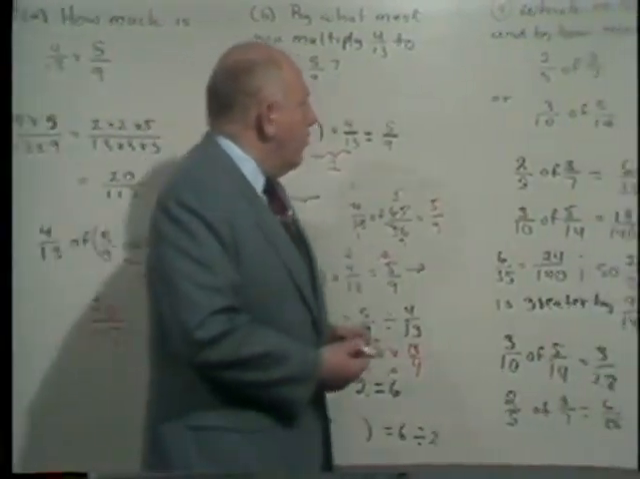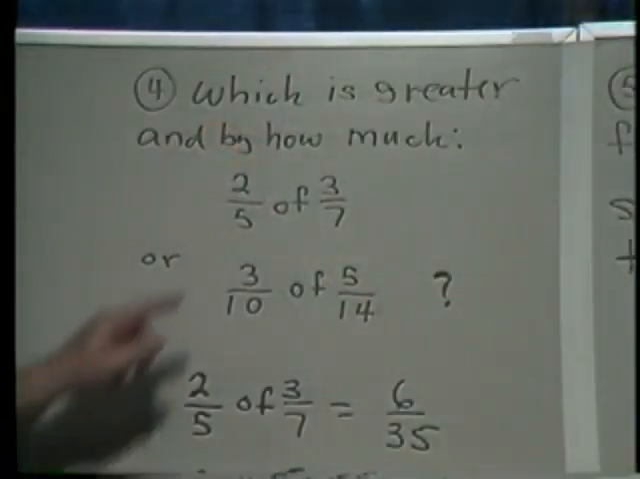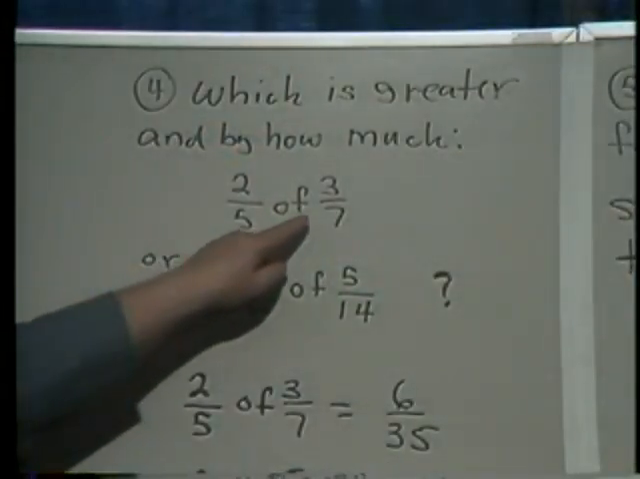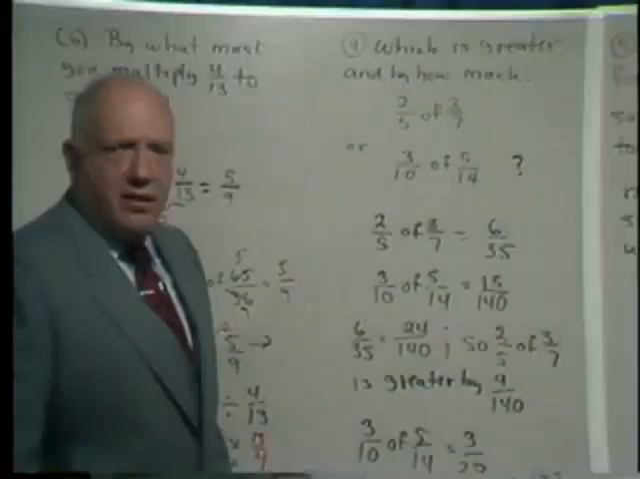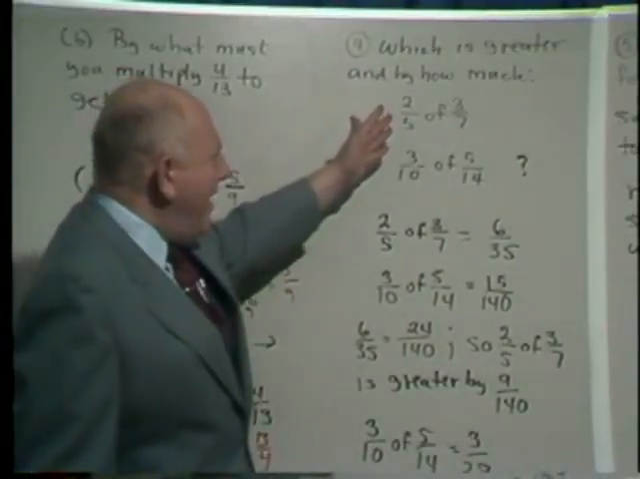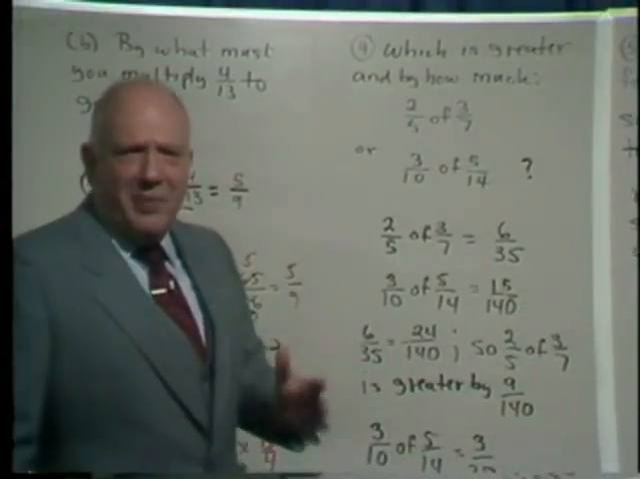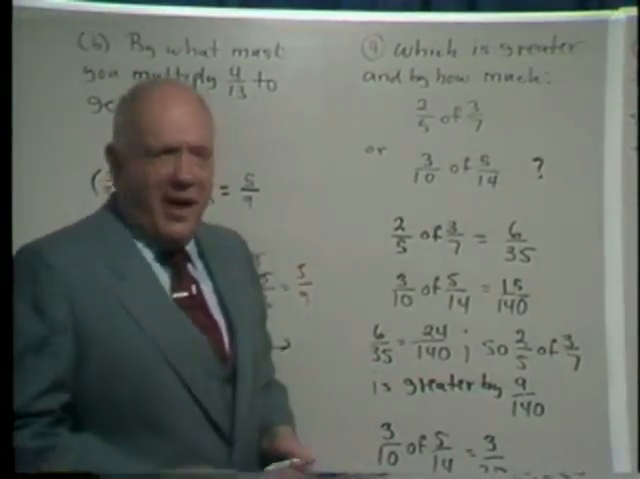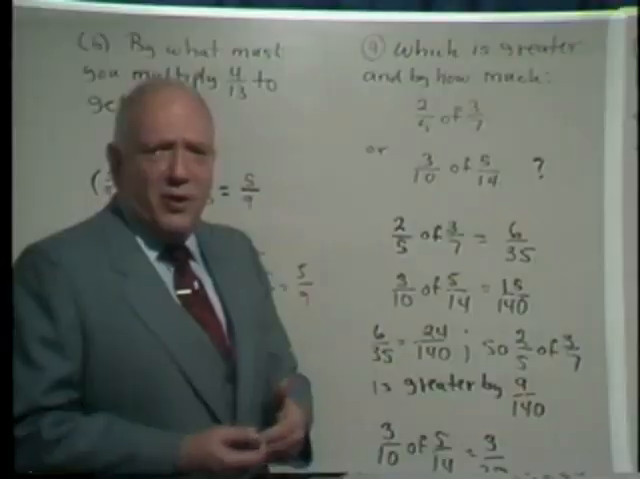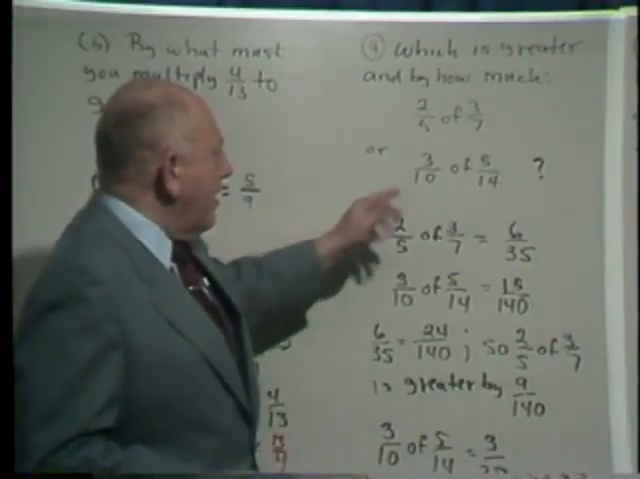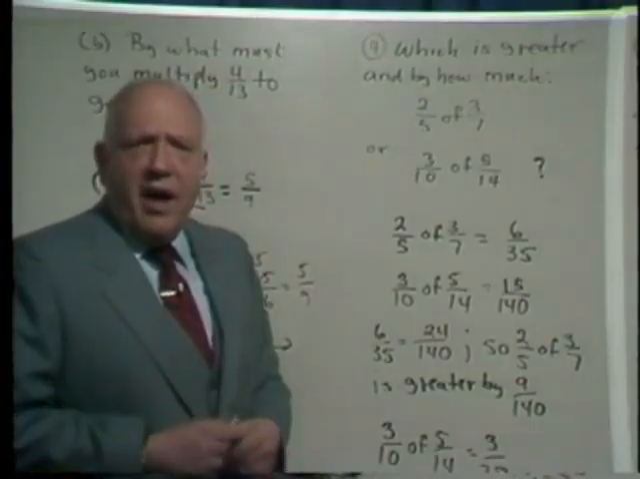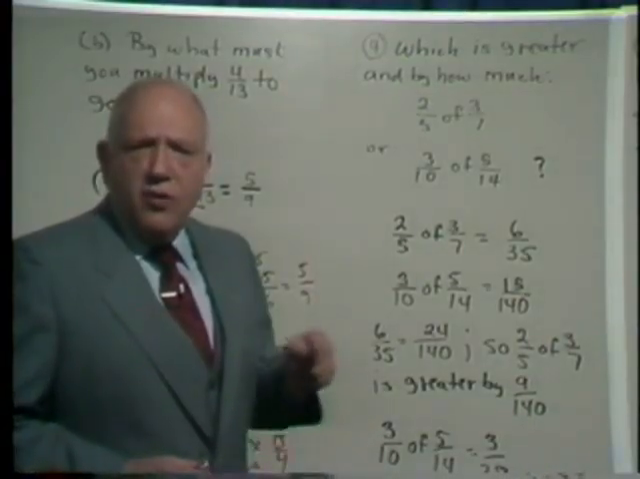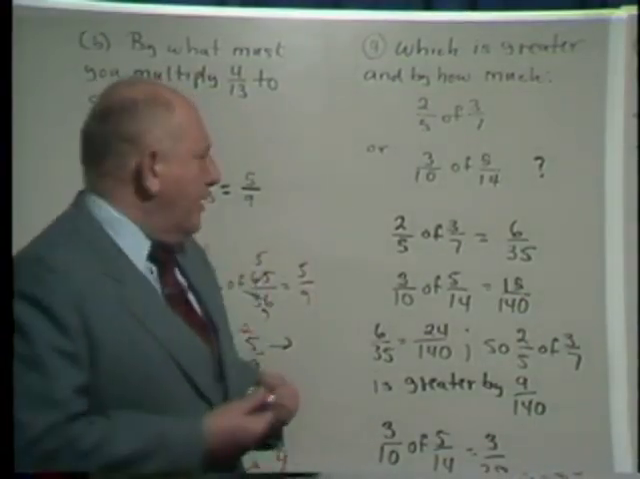Here's an example. Which is greater and by how much? You have a choice between taking 2/5 of 3/7 or 3/10 of 5/14. Well, this starts to get heavy to juggle in your head. I'm taking 3/7 and I'm taking 2/5 of that. On the other hand, I can take 5/14 and then take 3/10 of that. The trick is, don't worry about that. Of means times. And when you multiply two fractions, you multiply numerators and you multiply denominators.